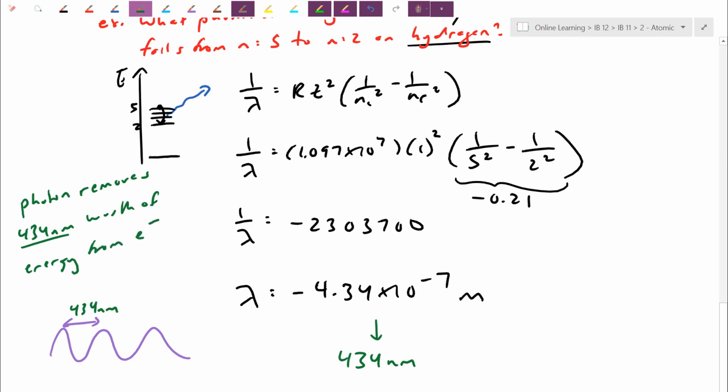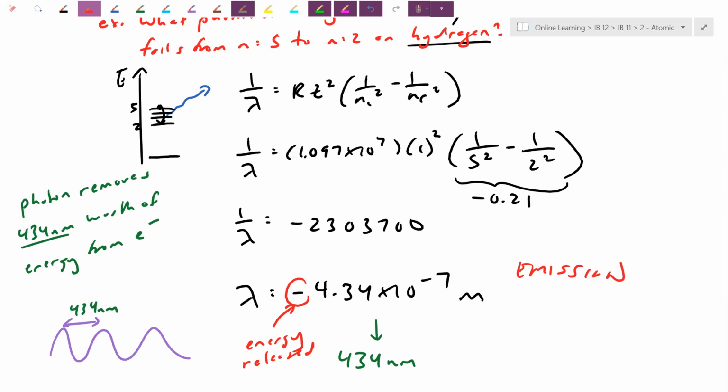So when that photon leaves, it's a wave, it carries energy. This time it's actually carrying energy away. It's going to remove 434. This negative actually just implies here energy is actually released. And energy will always be released whenever we deal with an emission, whenever we deal with falling from a high shell to some lower shell. So that just sort of gives you some introduction here.